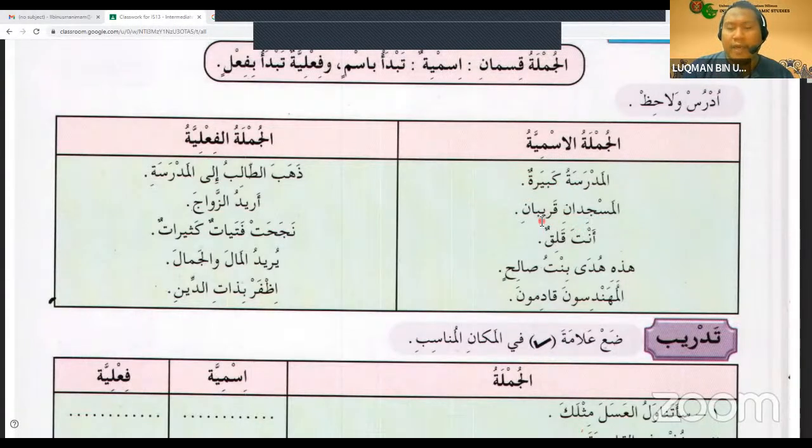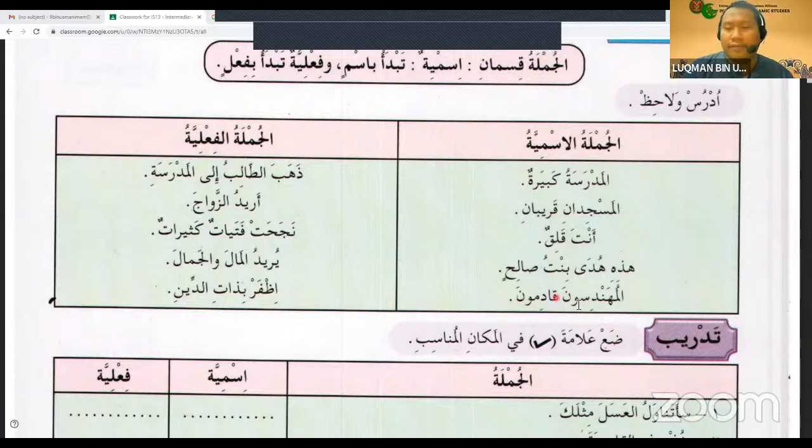Al-masjidani qaribani. The two mosques are both near. Anta qalikun. You are anxious. Hadhihi Huda bintu Saleh. This is Huda, daughter of Saleh. Al-muhandisuna qadimun. The engineers are arriving.